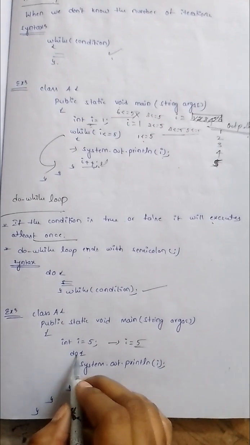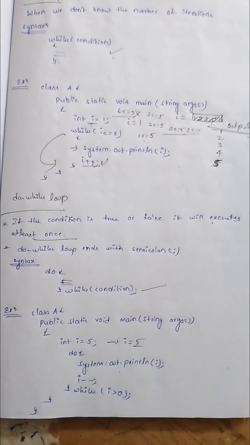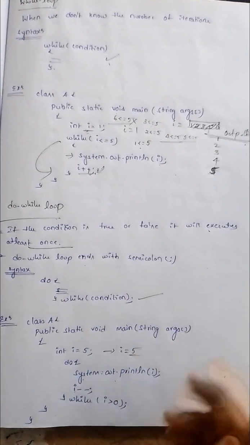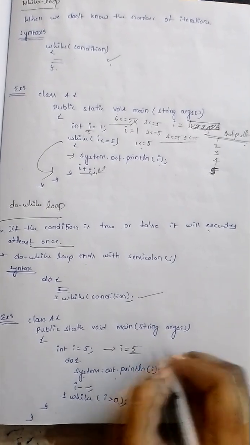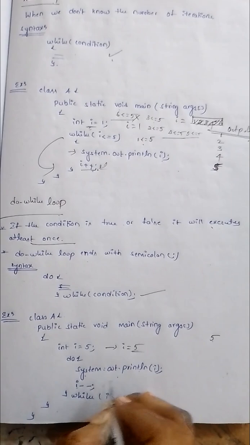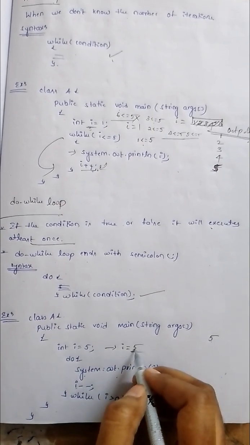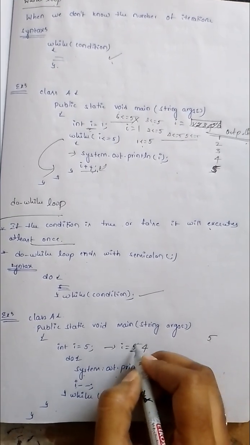Do while. System.out.println(i). First, it will not check the condition. First, it will print the value. i value is 5, so it will print 5 first and then decrement the value. We declared the value 5 and decremented it by 1. Now, i value is 4.